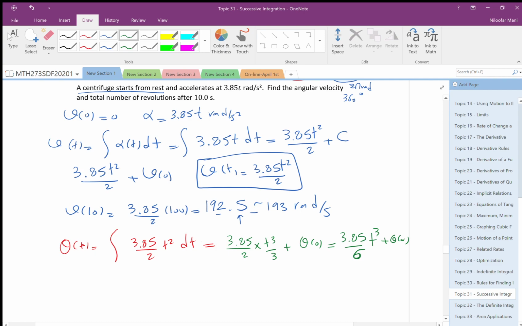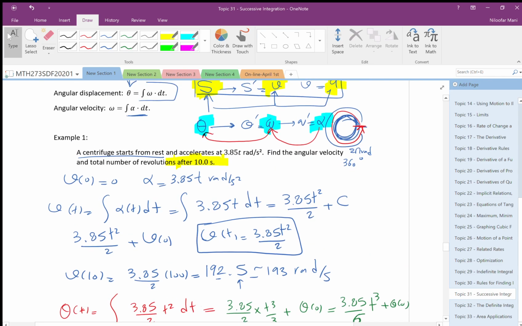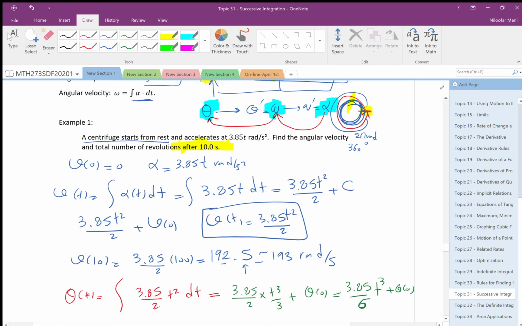Okay, now it says how many revolutions after 10 seconds. So I can do theta 10 minus theta 0. Why? Because it says after 10 seconds. It means wherever I start, what about after 10 seconds? So it doesn't matter where I start. That's why I don't need to know theta 0. So maybe I start here, after 10 seconds. Maybe I start there, after 10 seconds. Maybe I start here, maybe I start here. Doesn't matter. Okay, so I don't need to know theta 0.